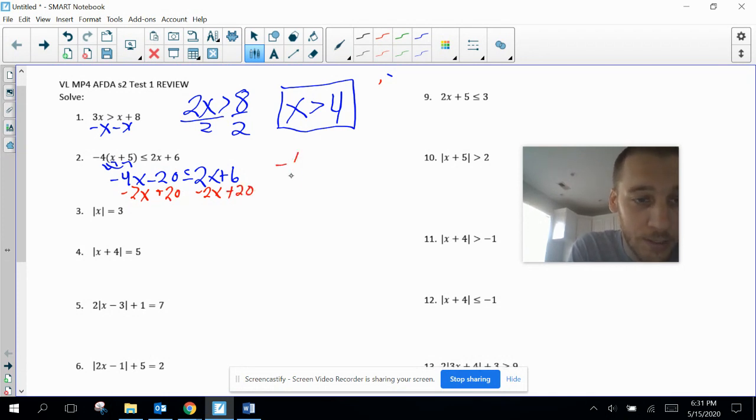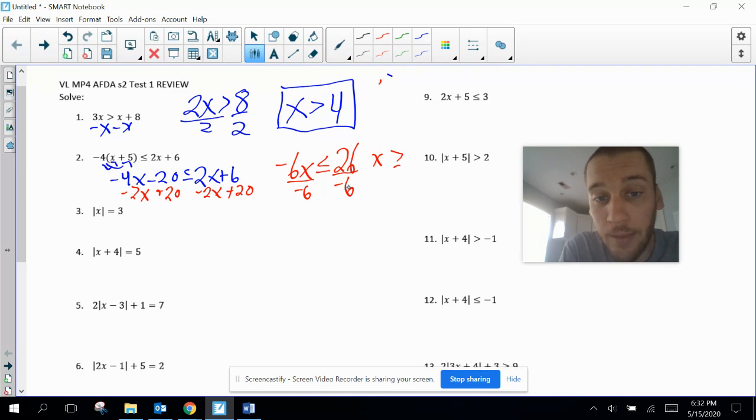So we've got negative 6x is less than or equal to 26. These combine to be 26. This combines to be negative 6, and then I need to divide both sides by negative 6. And that's exactly what I was just talking about. If we multiply or divide by a negative, my inequality is going to change. So we'll have x is greater than or equal to, these are both divisible by 2, right? So this becomes negative 13 over 3. Final answer.